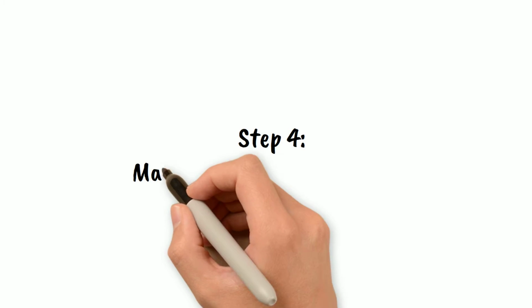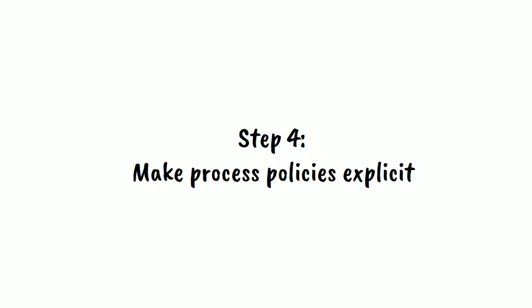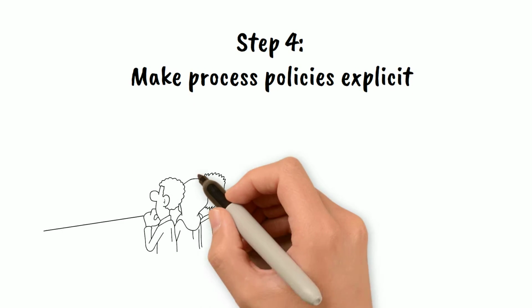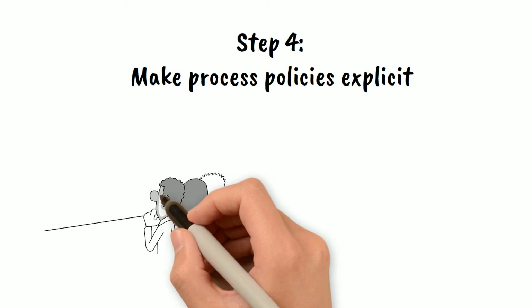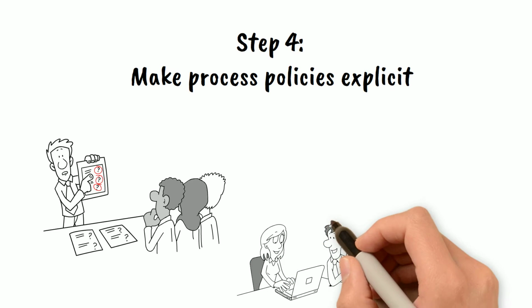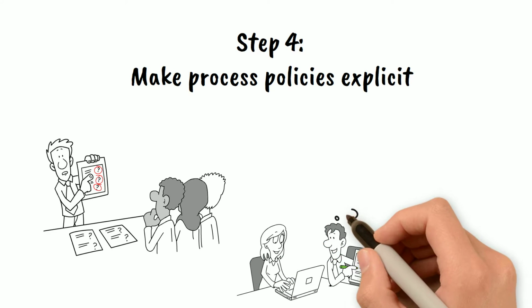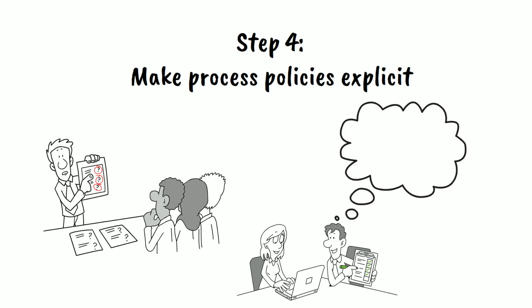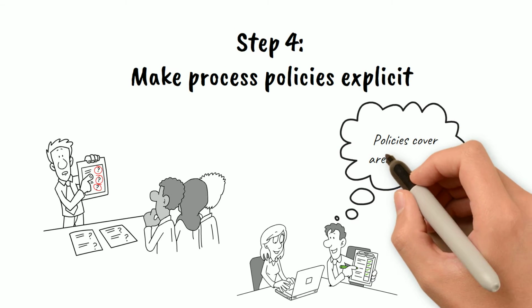The fourth step is making the process policies explicit. Kanban policies are internal team agreements that define a set of guidelines that should be followed in the course of work by a team. They define how you will operate when executing work using Kanban. These are helpful to set a common understanding across all your team members, which will improve quality and increase efficiency.